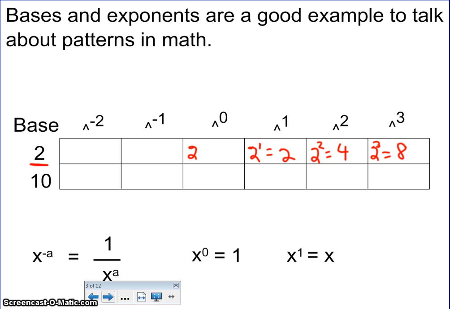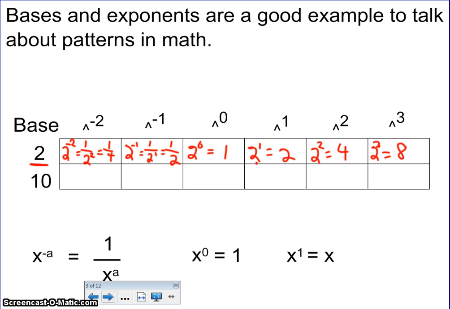And then this, I'm going to have 2 to the 0 power. Anything to the 0 power is 1. 2 to the negative 1 is going to be the same as 1 over 2 to the first. If I've got a negative exponent, it becomes a positive exponent on the bottom of the fraction. Well, we've already said that 2 to the first is 2, so it's just 1/2. And then 2 to the negative 2 is going to be 1 over 2 squared, which is 1/4.